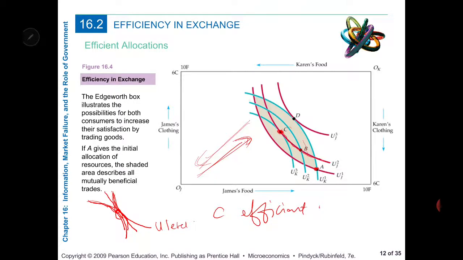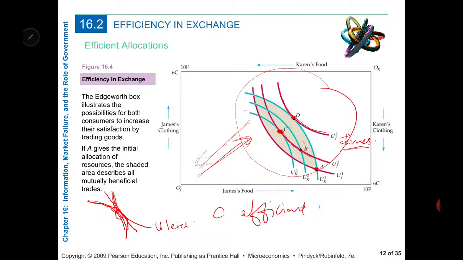Okay, so anything in the shaded area is considered mutually beneficial. It's just that we want to find which point is most efficient in that scenario. Now, C fulfills the efficiency condition, but D also fulfills the efficiency requirement. Don't you think so? Yeah, because it is a tangent, but the only special thing about D is that it is the highest indifference curve for James. Remember, the higher the indifference curve in the indifference map here.